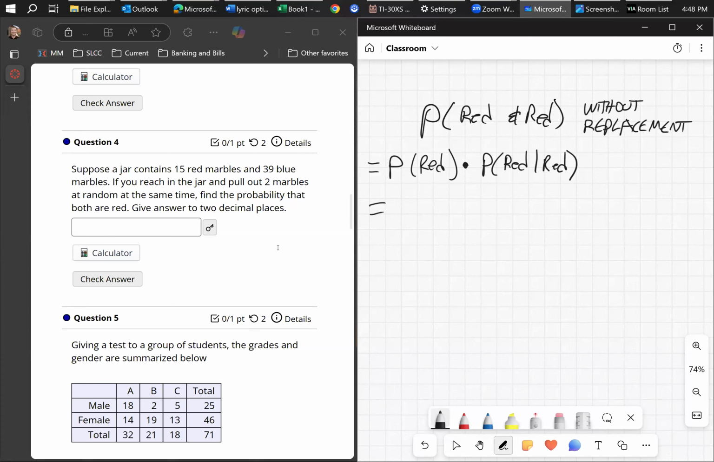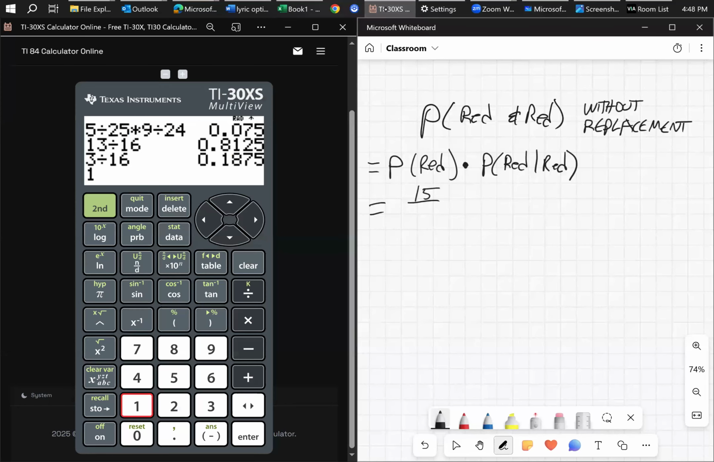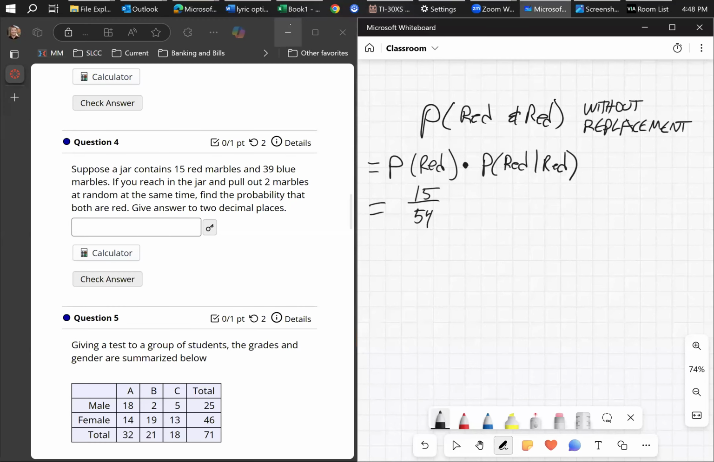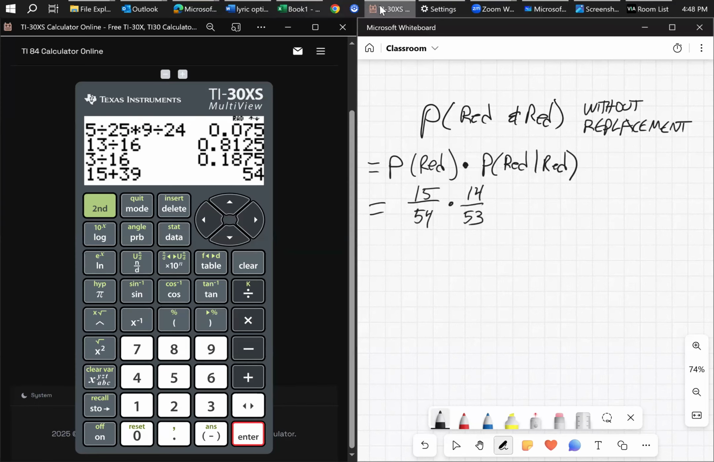The first time we dig in here, there's 15 red, total 15 plus 39, 54. There's 54 in there. The next time we reach in, or at the same time, the second marble, there's only 14 reds left, and there's only 53 in the jar. 2 decimal places. Let's see if we get this right. Now this calculator has a fraction button, which makes it nice to look at.